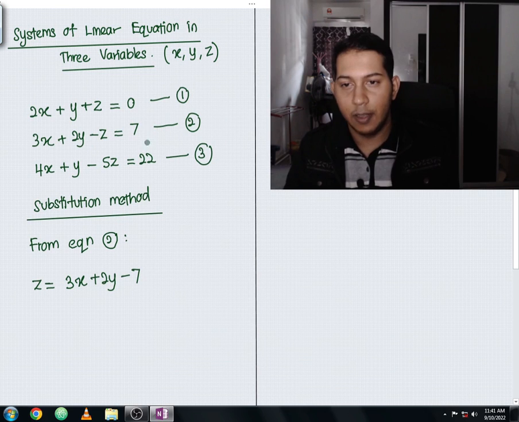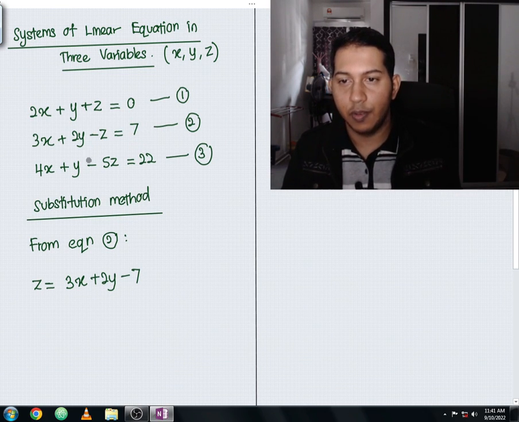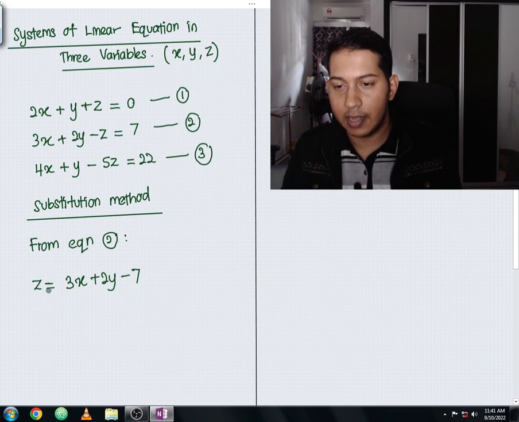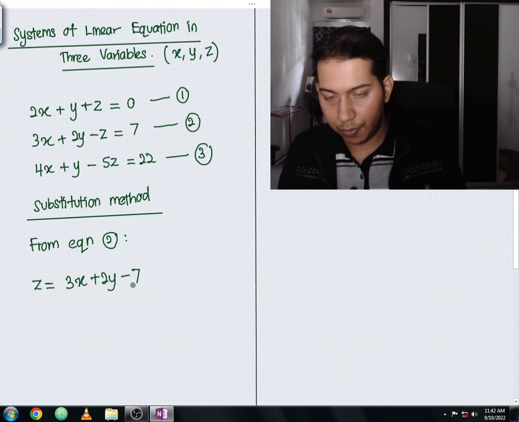This z you move over to the right hand side, and this 7 you move over to the left hand side. That's how you get z equals 3x plus 2y minus 7. So this will be your fourth equation.